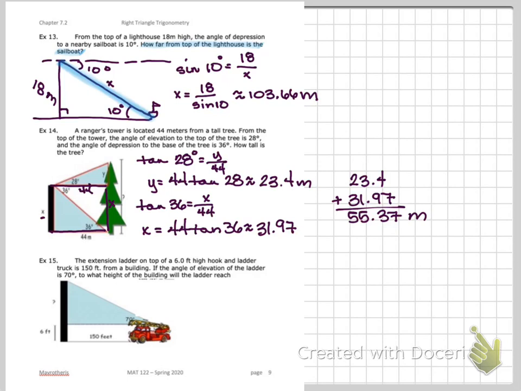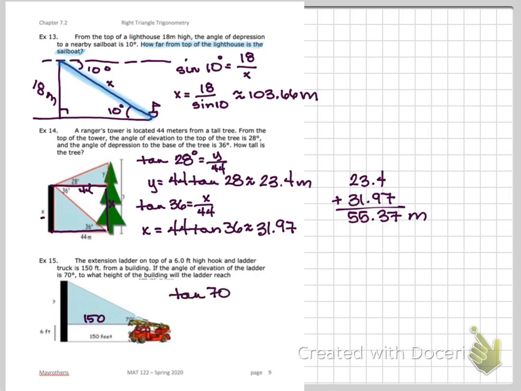Okay. Example 15, we're at the very end of these notes. We've got an extension ladder on the top of a 6-foot high hook and ladder truck. The ladder itself is 150 feet. They've labeled it on the bottom. I'm going to label it right there because that's my ladder. If the angle of elevation of the ladder is 70 degrees, to what height of the building will the ladder reach? And notice here on the side it's labeled. We're trying to find that question mark.